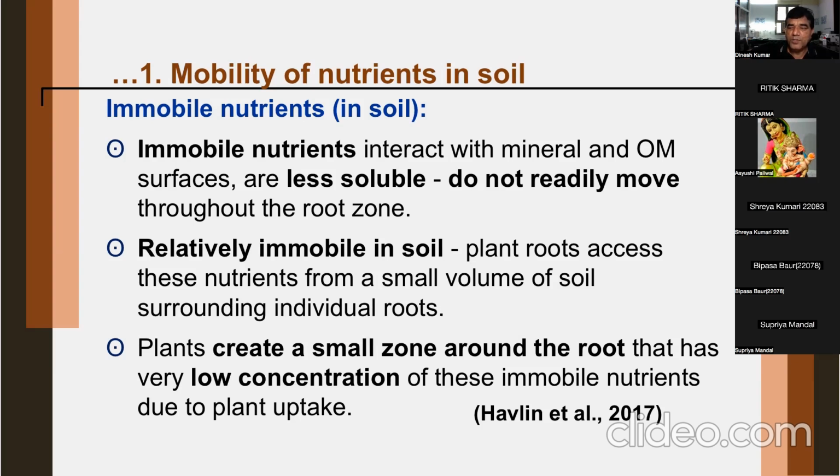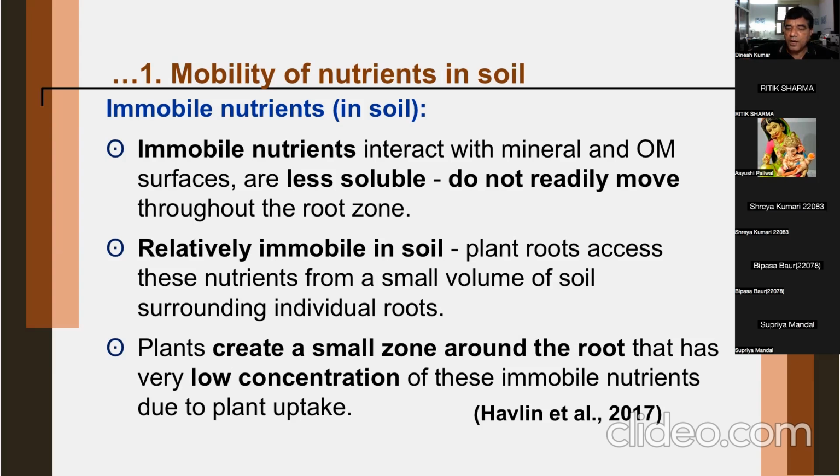So in most cases, for phosphatic fertilizer it is suggested to place it in a narrow band so that it is kept near the seed or near the roots, because roots cannot explore the whole volume of soil. So it is better to keep these fertilizers near the seed, near the roots, or below the seed, so that the roots can easily access such immobile nutrients.